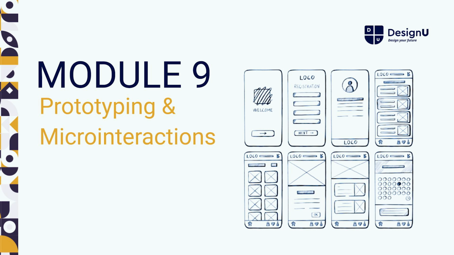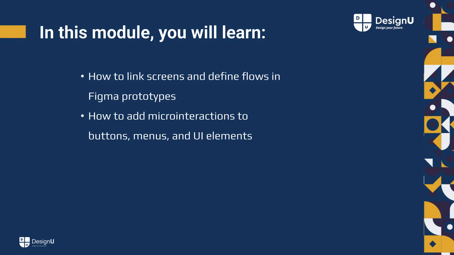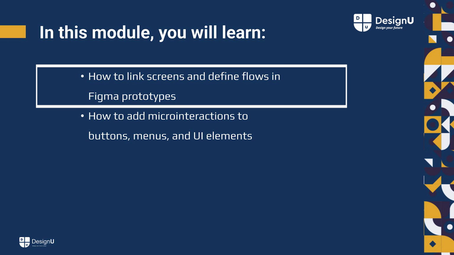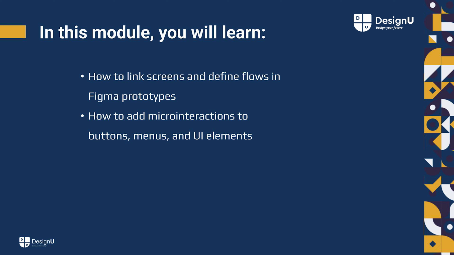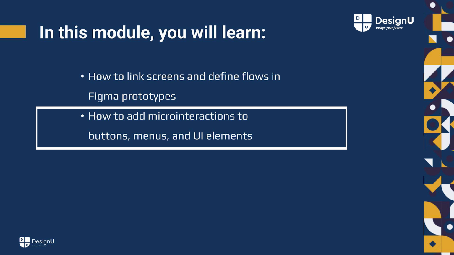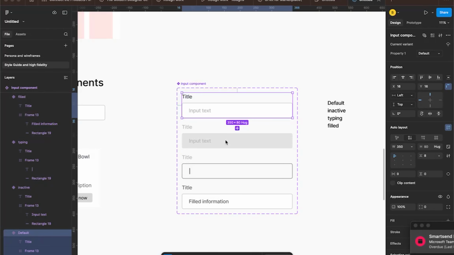Welcome to Module 9. In this module, we'll be talking about prototyping and micro interactions. So what you'll be learning about in this module is how to link screens and define flows in Figma prototypes, how to use your connectors, how to create an interactive prototype using Figma. Next, you will learn how to add micro interactions to buttons, menus, and UI elements. So follow me.